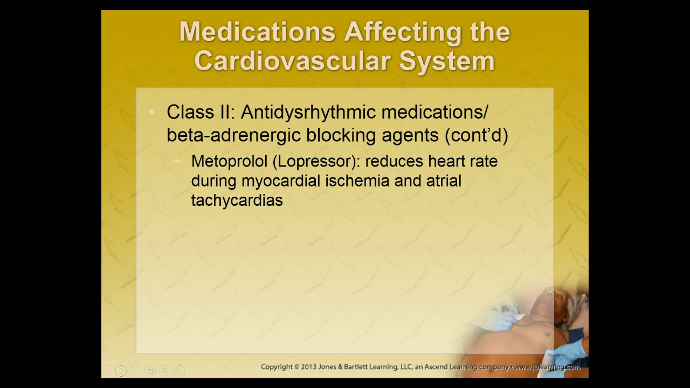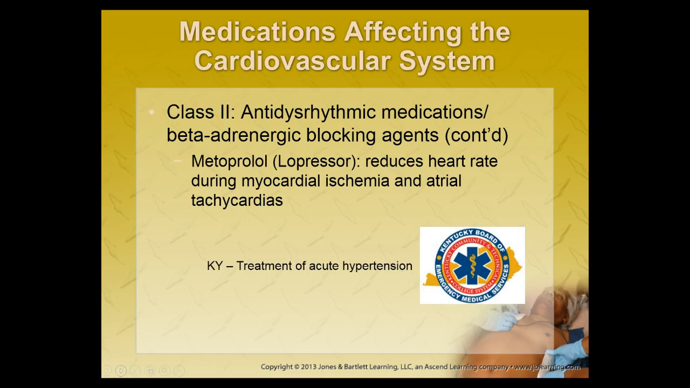It can also be used in atrial tachycardias, and right now you don't need to know that in detail. Again, make sure you're reading your book. Here in Kentucky, metoprolol is on the formulary for the treatment of acute hypertension, a person who has a sudden spike in their blood pressure.